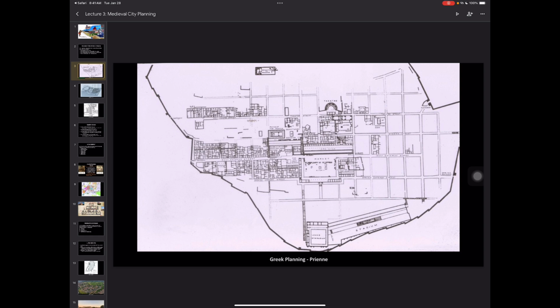Does anyone remember what kind of city this is, what kind of culture this belongs to, just by the context clues of the site plan itself? We did look at this exact plan last semester. Yes? Is it a gridded plan, and it's Roman? It's not Roman. It's Greece. Yes, it is Greek.